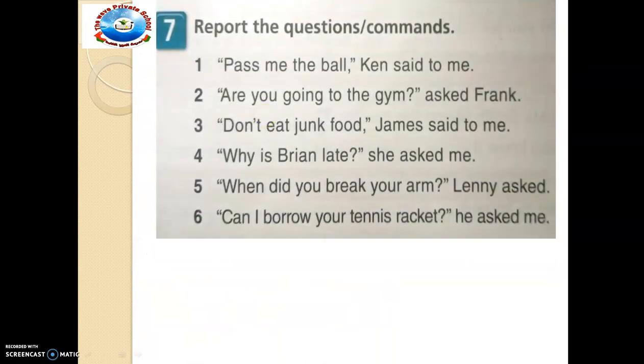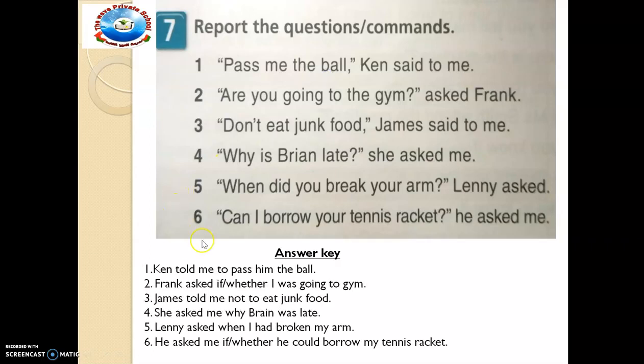Here it comes. It says report the questions or command. Pass me the ball, Ken said to me. Are you going to the gym? Ask Frank. So what do we need to do? We need to report these questions and command. Now you can check your answer. Ken told me to pass him the ball. Frank asked if, or Frank asked whether I was going to the gym.